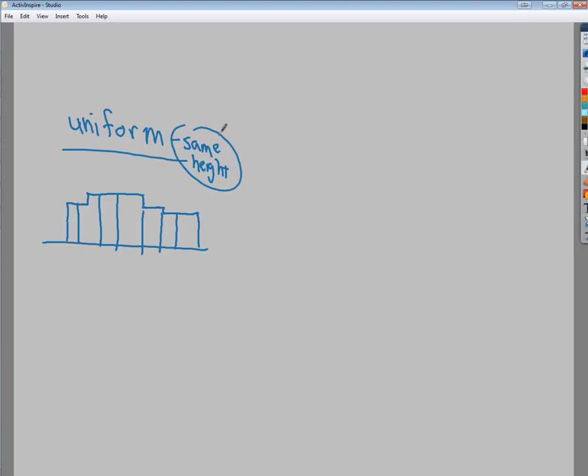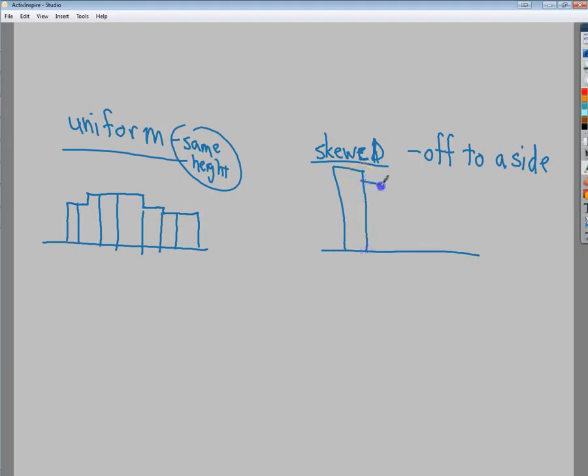The next type would be skewed. Skewed histograms would be off to one side. Have a whole bunch of stuff up here. But as it goes, it tends to sort of move out. You even have a little buffer there, but still, for the most part, a lot of it's over here.